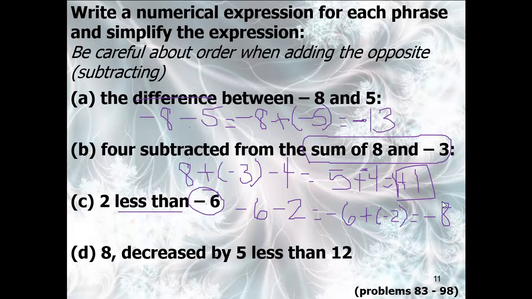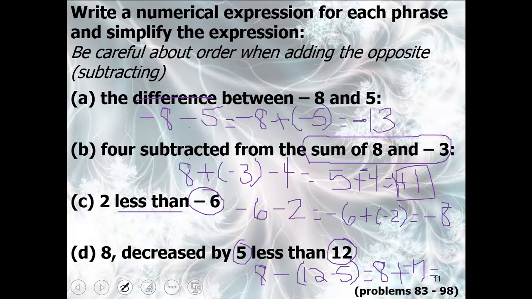8 decreased by 5 less than 12. So I have 8 decreased by 5 less than 12. Here's where I have to switch. 12 minus 5. Do what's inside here first. 8 minus 12 minus 5 is 7. So I have 8 plus a negative 7 gives me a positive 1.